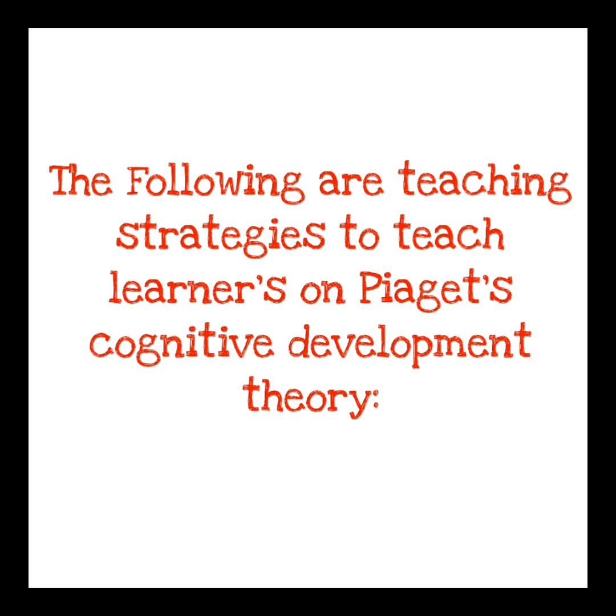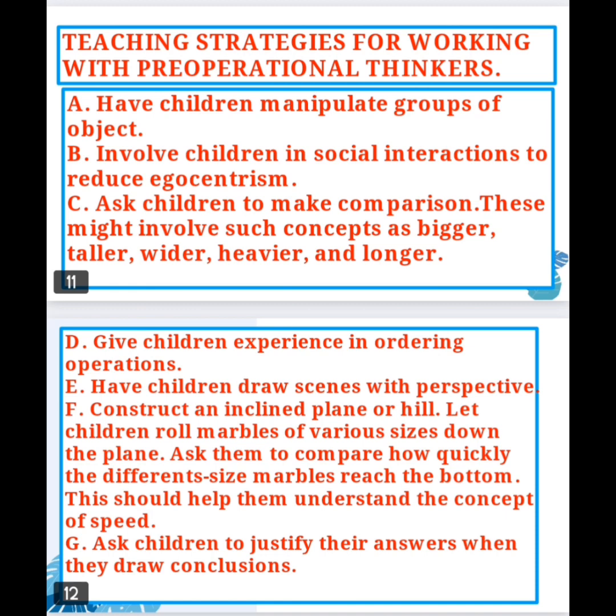The following are teaching strategies to teach learners on Piaget's cognitive development theory. Teaching strategies for working with preoperational thinkers. So we have 4 stages of cognitive development. 1 is the sensorimotor stage. 2 is the preoperational stage. 3 is the concrete operational stage. 4 is the formal operational stage. The preoperational stage is the second stage of Jean Piaget's theory of cognitive development, at the age of 2 to 7 years old.